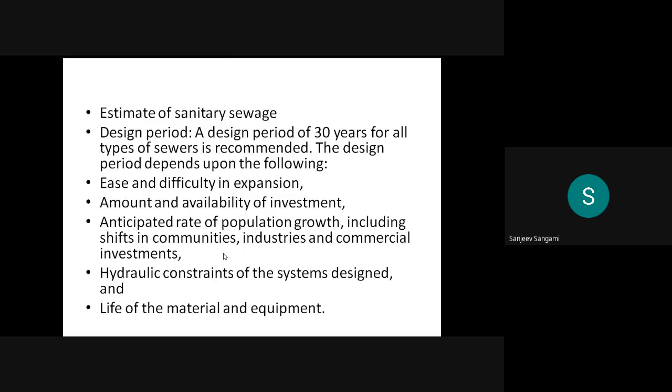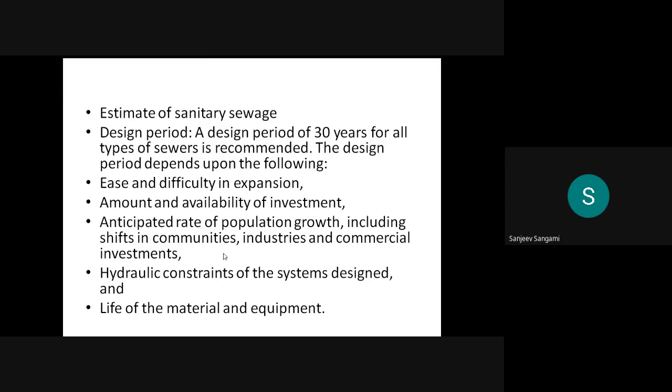Then the major thing is the design period. The design period should normally be considered as 30 years. For example, if you are considering the 2021 census, then once you design it, it has to last for 30 years.